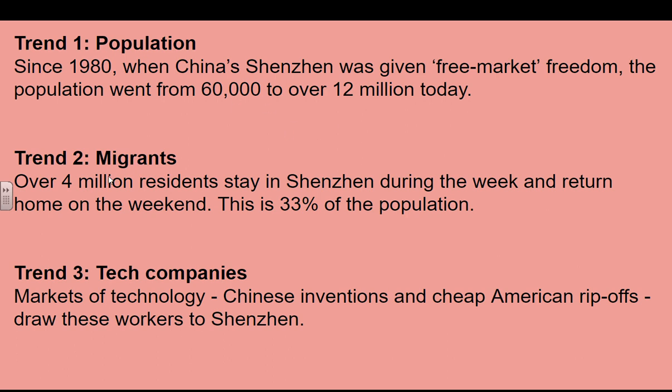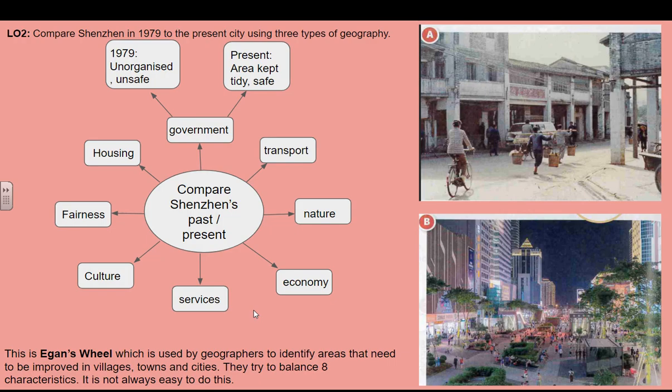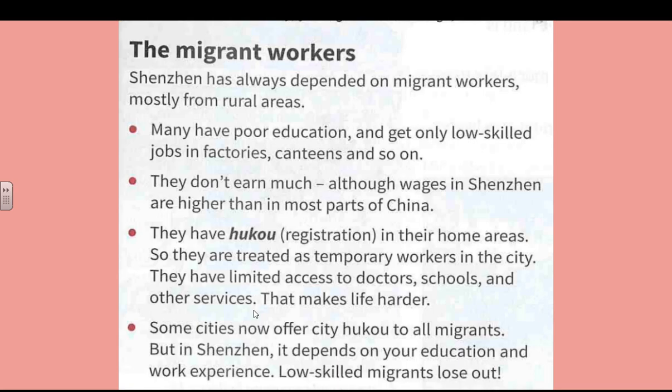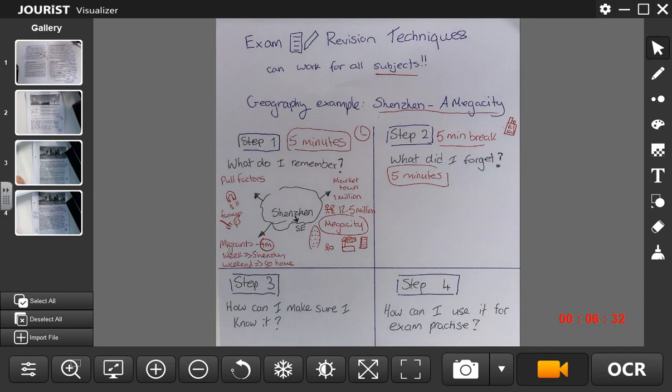And then we have over here 4 million residents stay in Shenzhen, so we had that information, but we didn't say that that was 33% of the population. Tech companies are some of the companies that are typically attracted to the city itself. And then if I kept going, I would find information, for example, about hukou, being the registration that you've got in your city or town, and that in cities like Shenzhen, migrants were not allowed to have that registration. So that's why they had to go home for whatever essential services.